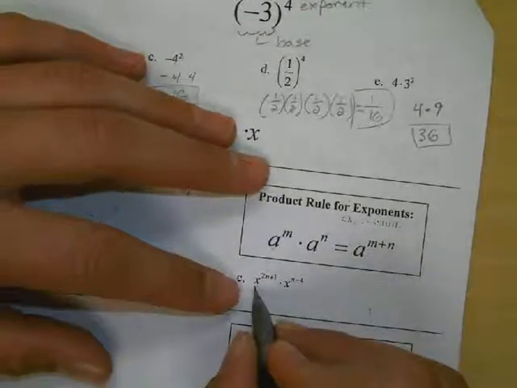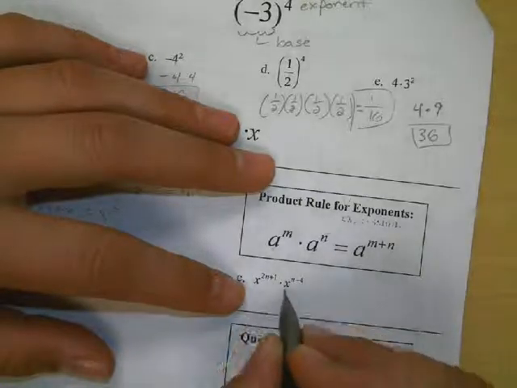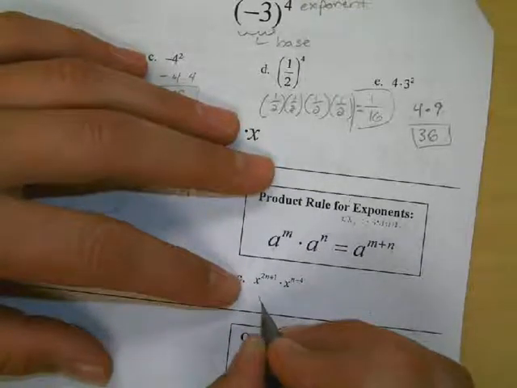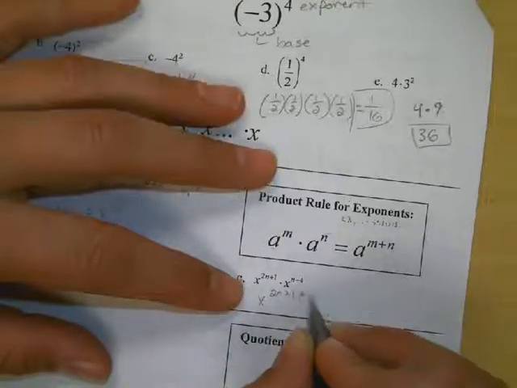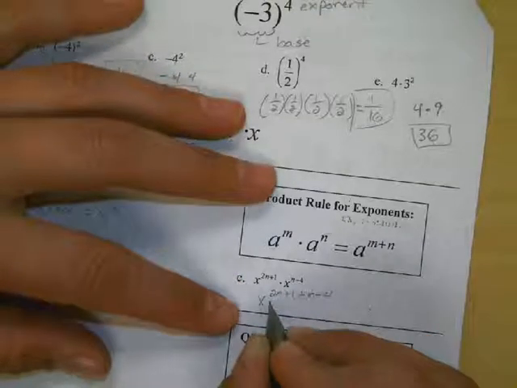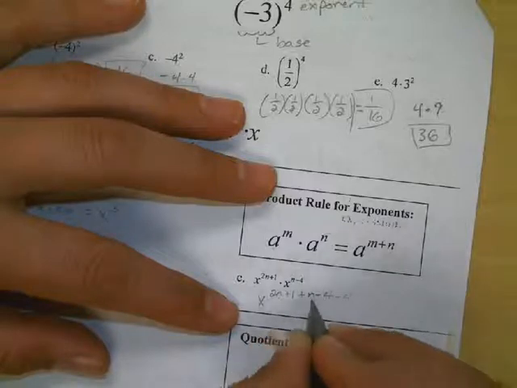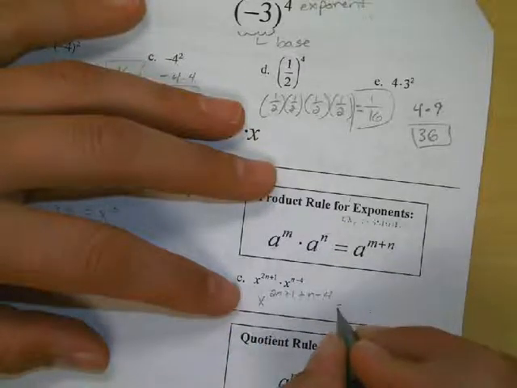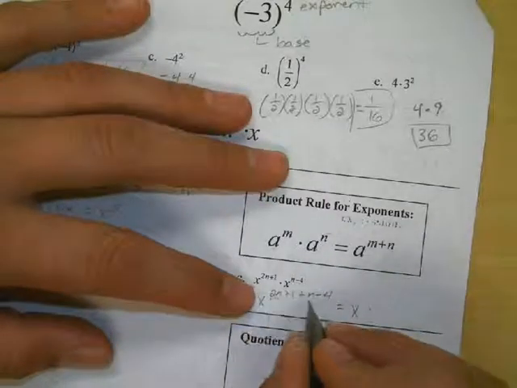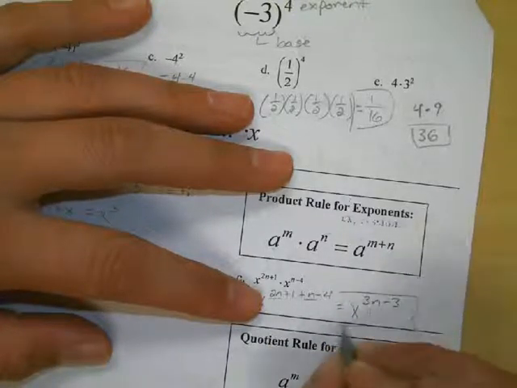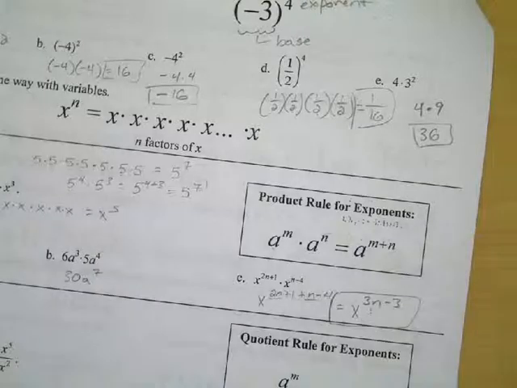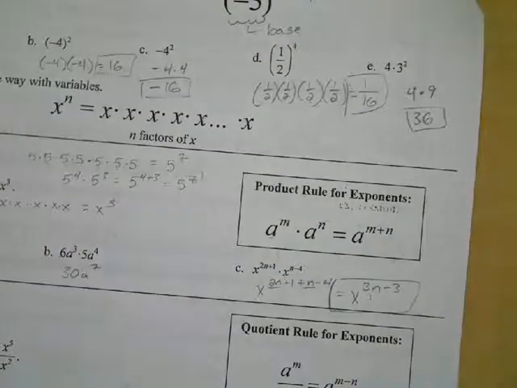It's the same base. It's x to an exponent, x to an exponent. So it's x to the, you're going to add those exponents together. 2n plus 1 plus n minus 4. Just combine your like terms, so I get x to the 3n, and 1 minus 4 is negative 3. So x to the 3n minus 3. So that's the product rule for exponents.